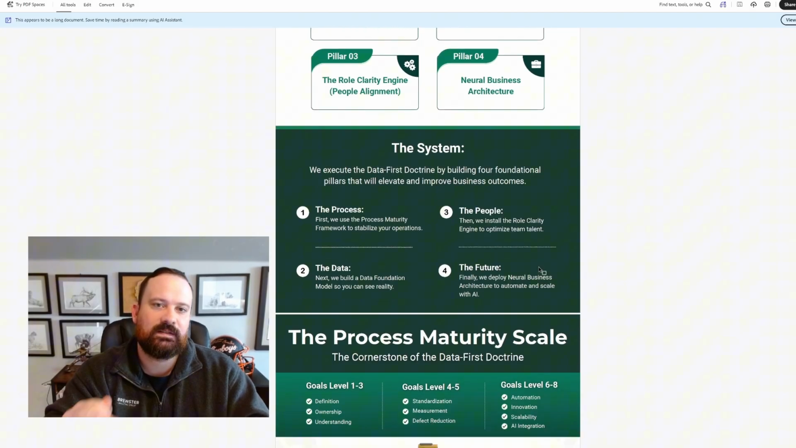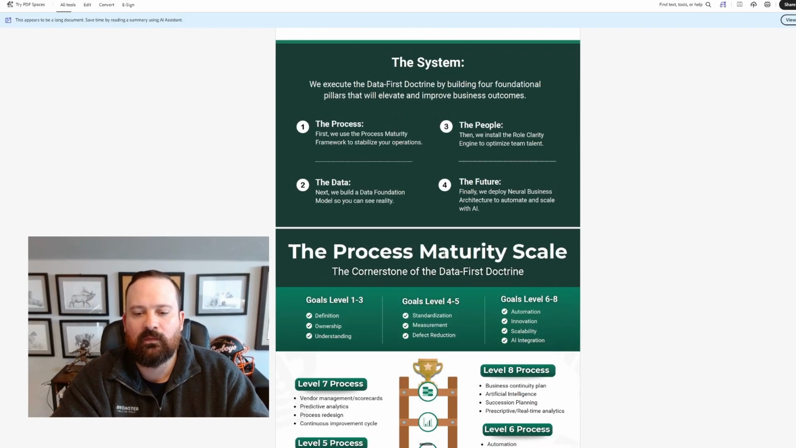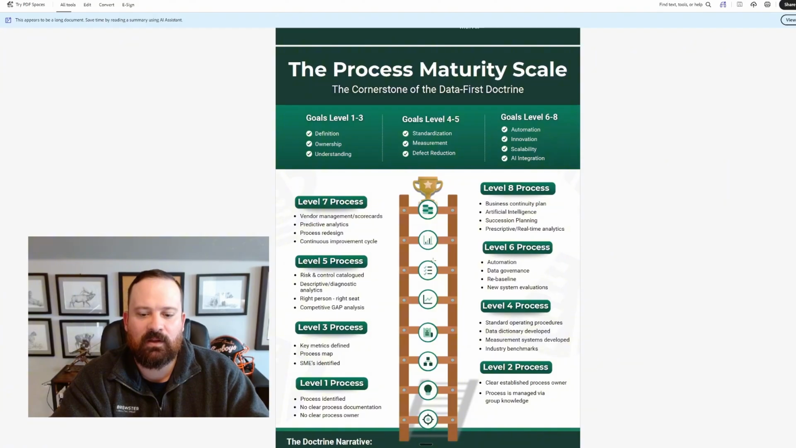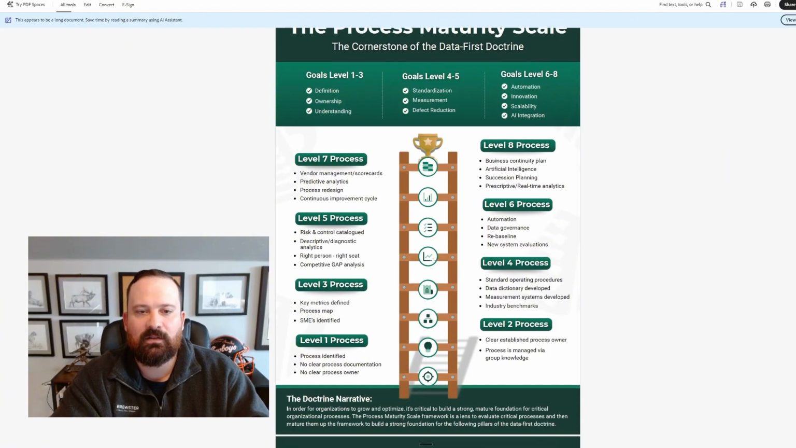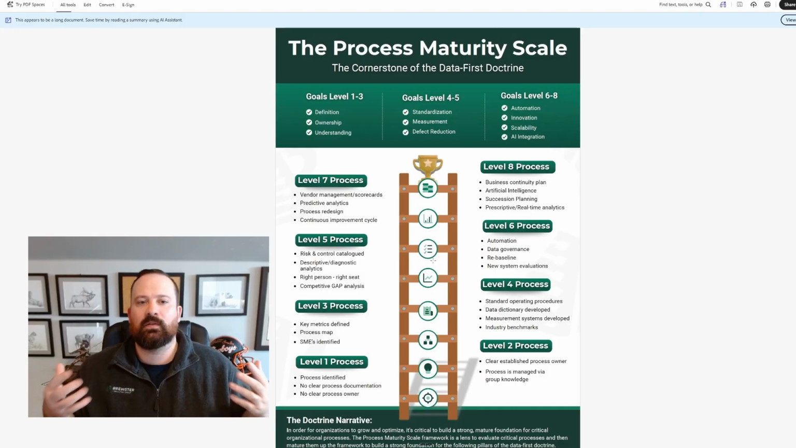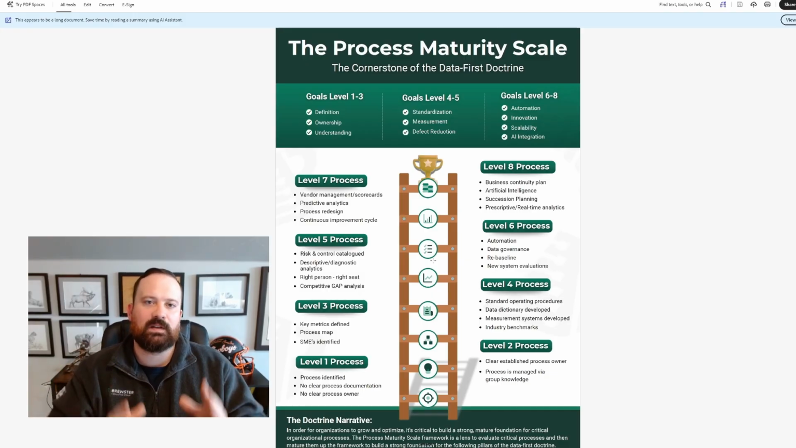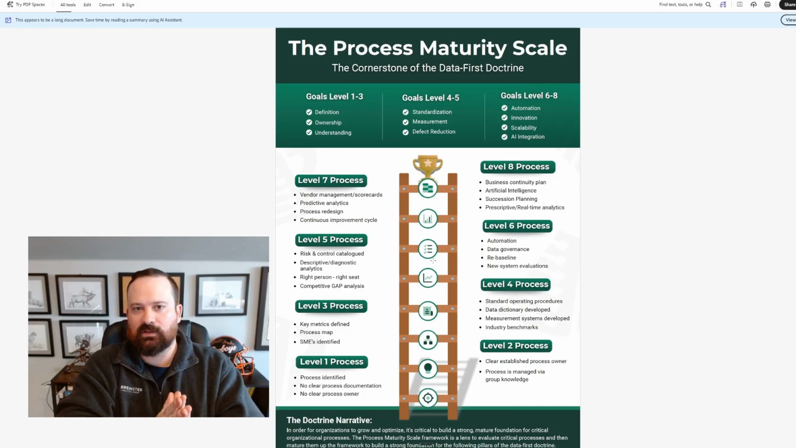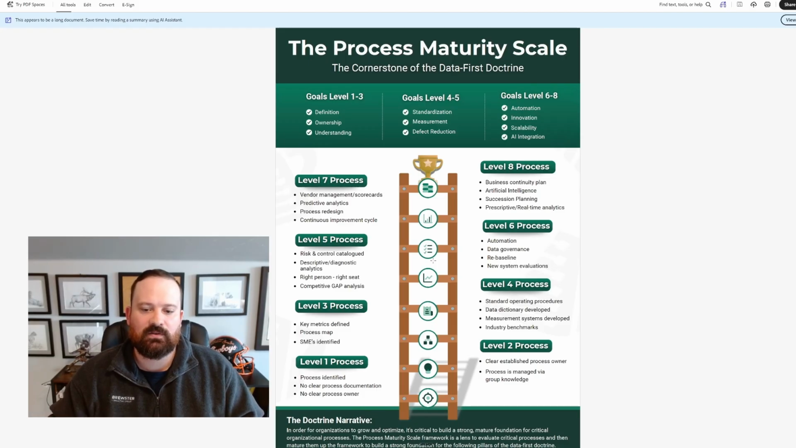So let's start by doing a quick overview of each pillar. Now, I'm not going to spend a ton of time on the process maturity scale because we have a lot of other videos that cover it. But the process maturity scale is the cornerstone of the Data First Doctrine. And as a part of pillar one, you want to advance to somewhere in between level 3 and level 4 on the process maturity scale for your core organizational processes.